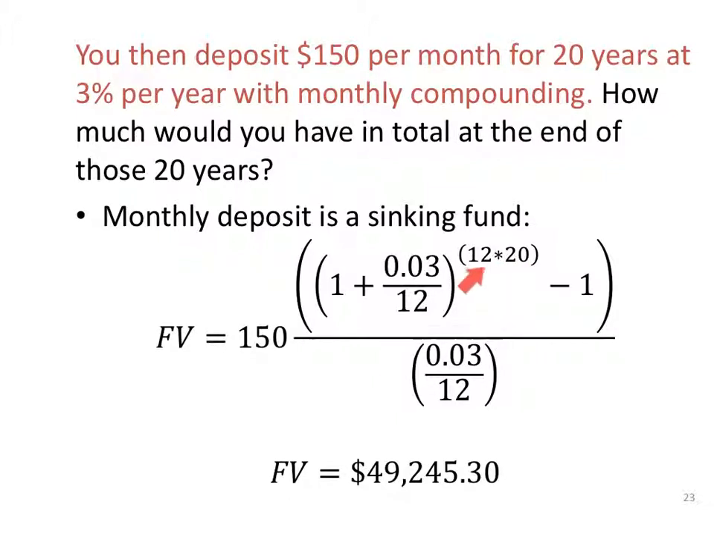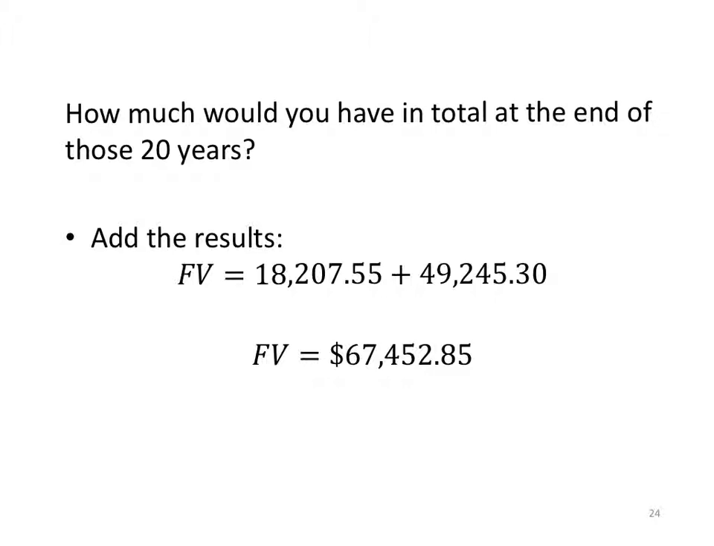subtract 1. Notice I use parentheses in the exponent because there's something going on. Make sure you close off the parentheses around the numerator before you divide by I. And just with those deposits, you'll have $49,245.30. Not bad. But remember, in total, you'll have the compound interest from the $10,000. You'll have the sinking fund, which is a type of annuity, of $49,000 from your regular deposits. So now this account will have a total of $67,452.85.